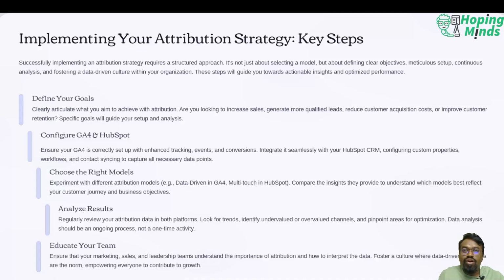Now we also need to make sure that we educate our team, ensuring that our marketing, sales, and leadership teams understand the importance of attribution and how to interpret the data. Some marketers and some salespeople don't interpret the data correctly. Therefore, we should educate the team to read and analyze the data properly, to foster a culture where data driven decisions are the norm, empowering everyone to contribute to growth.